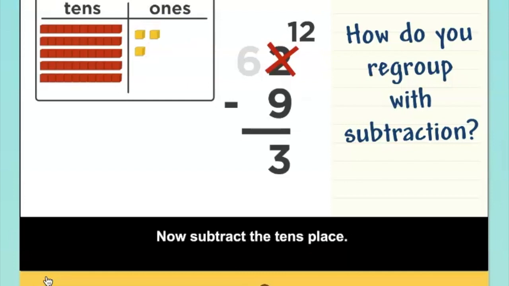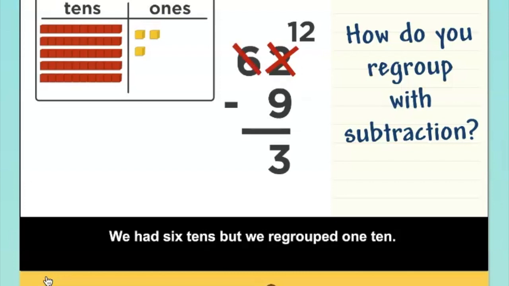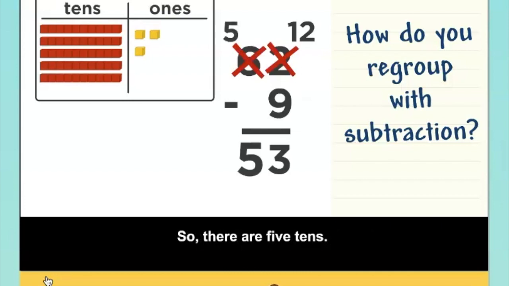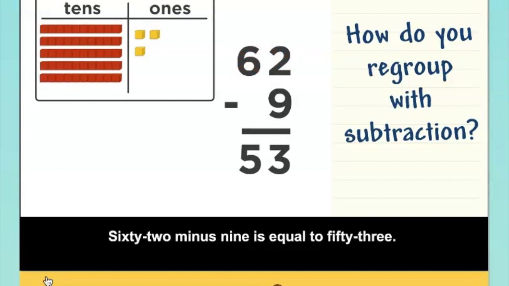3. Now subtract the tens place. We had 6 tens, but we regrouped one 10. So there are 5 tens. 62 minus 9 is equal to 53.